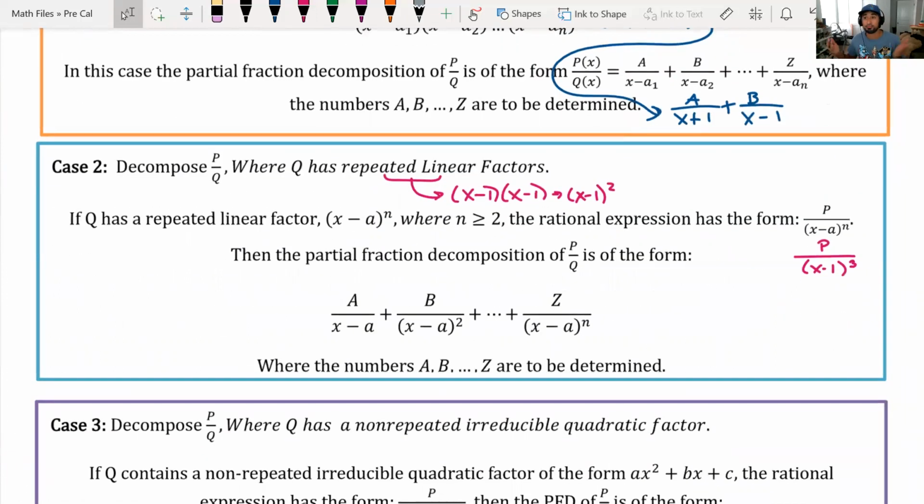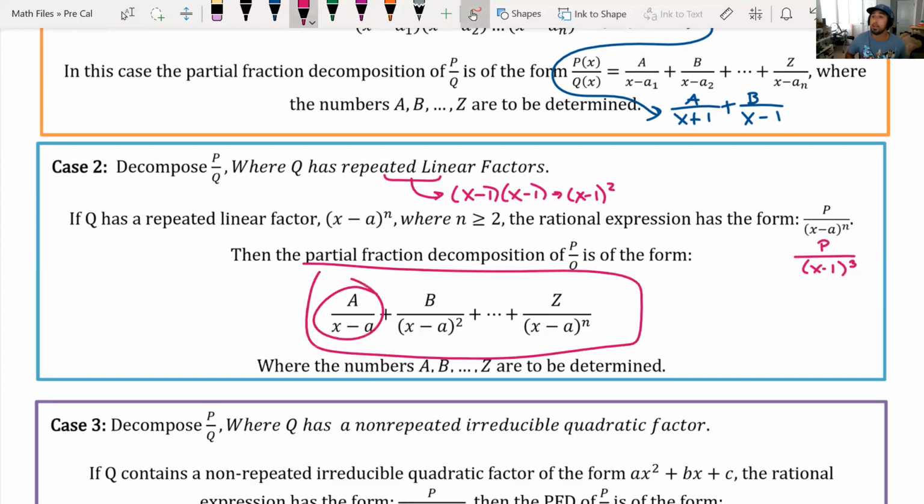So if it has this form, then the partial fraction decomposition, the breakdown, is going to be right here. A over the first repeated factor, B over the second repeated factor, C over the third repeated factor, and depending on the power, that's how far you will extend it. So that's why it says Z over x minus a to the n. So if it's x minus 1 to the 3rd, I should have 3 breakdowns. If it's x minus 1 to the 5th, I should have 5 breakdowns. If it's x minus 1 to the 100th, I should have 100 breakdowns.